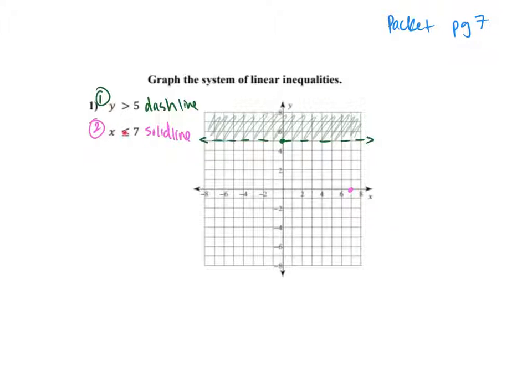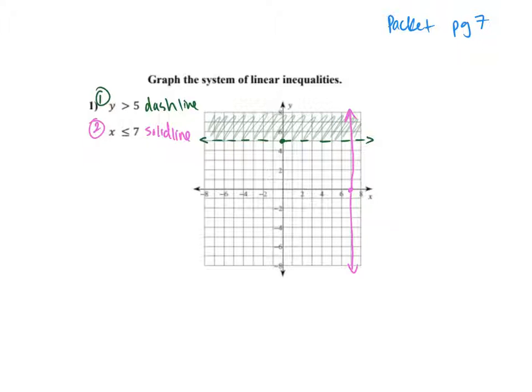By looking at the inequality, there is an equal sign. And so where x is always 7 is this strip here. This is where all of the 7s are for x. So if I were to draw a solid line, it looks kind of like this. And then I have to figure out my shading.